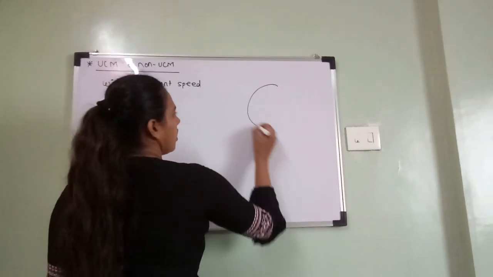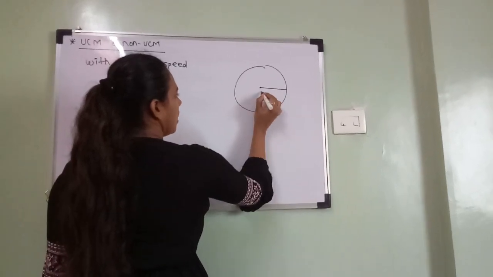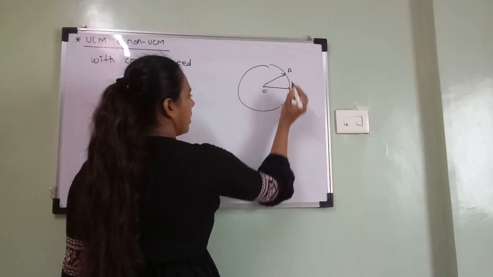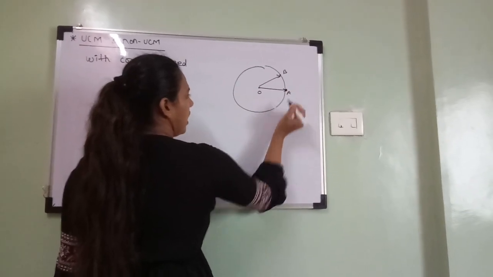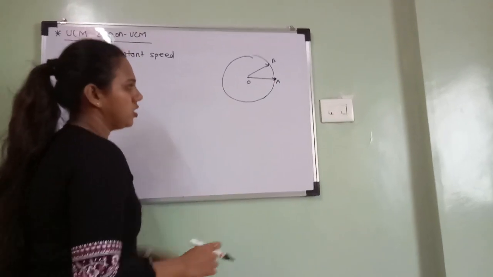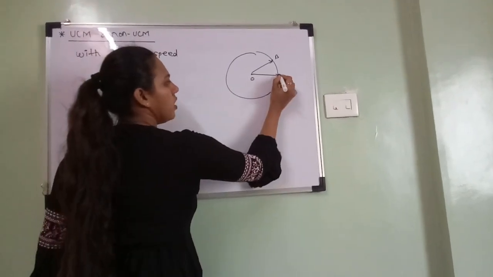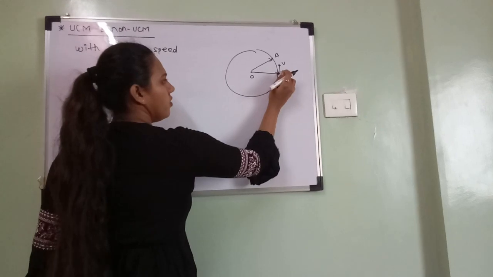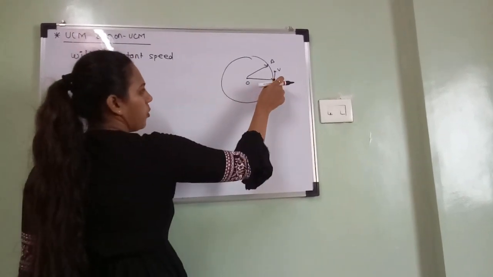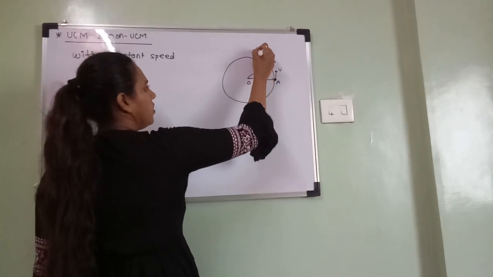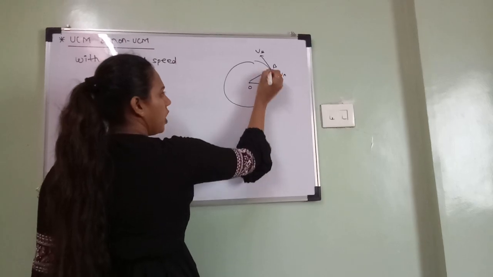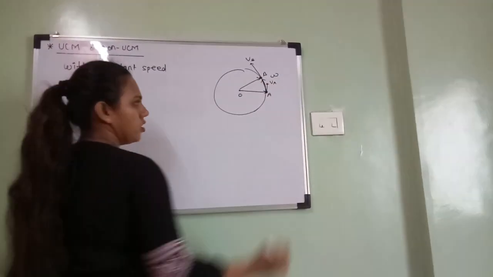Now see, for example, suppose A is the initial position and B is the final position of the particle. At point A, suppose the velocity of the particle will be in this direction, which means the linear velocity of the particle at point A. At point B, it will have its velocity in this direction, which is Vb. And when it goes from A to B, it will have angular velocity omega.